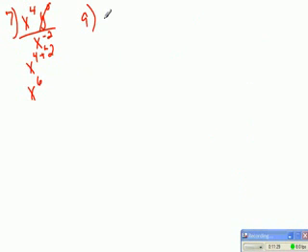Number 7, we have x to the 4th, y to the 0 over x to the negative second. y to the 0 is just 1, so I can get rid of that basically. And I could say x to the 4th minus the negative second, which is x to the 6th. That's it. On to number 9.